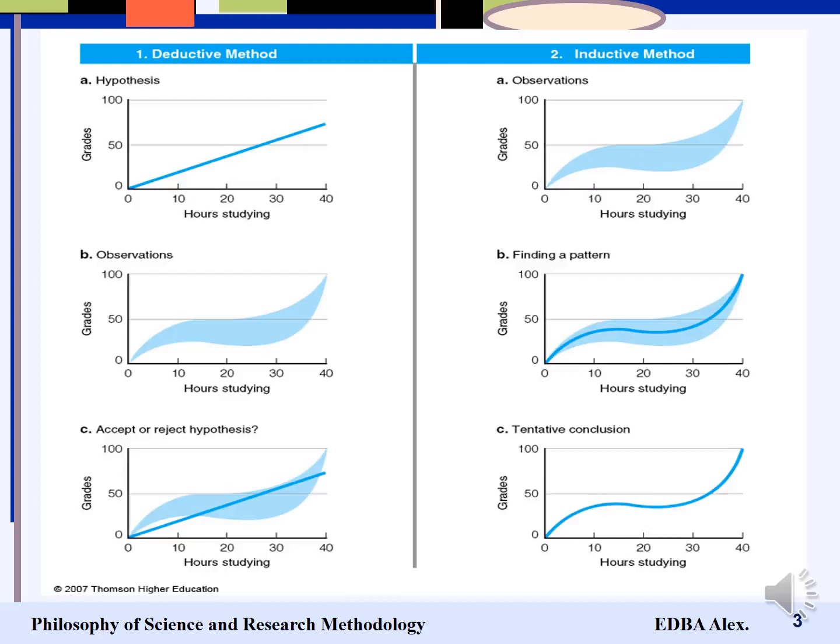Deduction will start with the logical idea. Then later on, when we collect the data to test this idea, we may confirm or disconfirm the idea itself. And induction will start with observation, and we make some statistical analysis. We try to find whether there is a pattern in the relationship or not, and then we may reach a tentative conclusion. So the end result of the two methods is, yes, there is a relationship between the studying hours and the grades, but the relationship is not totally linear. It is a curvilinear relationship.